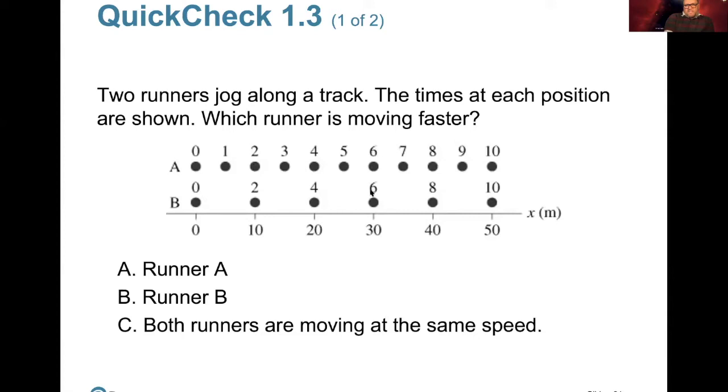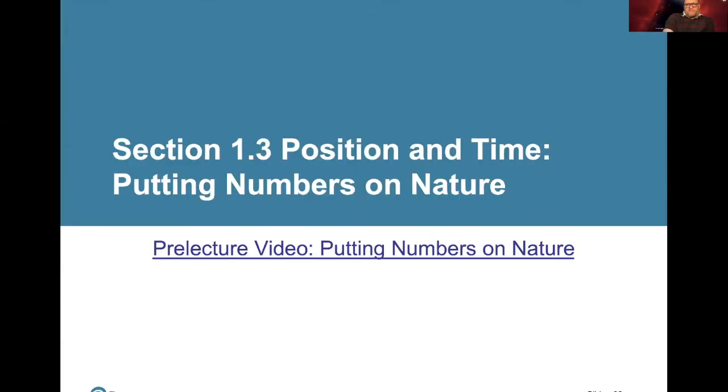After 6 seconds here, they're both at 30 meters. So it looks like they are at the same. So yes, both runners are moving at the same speed, even though we only have half the number of dots. Watch in the book the video Putting Numbers on Lecture. They give a really good demonstration.